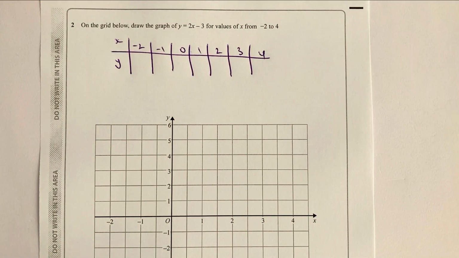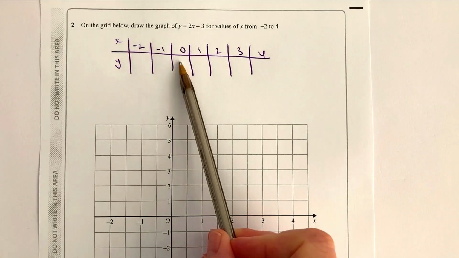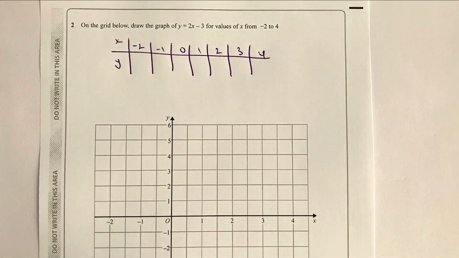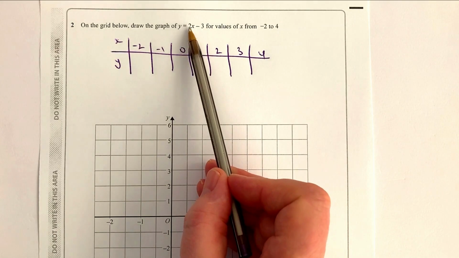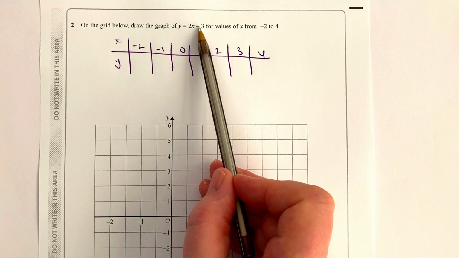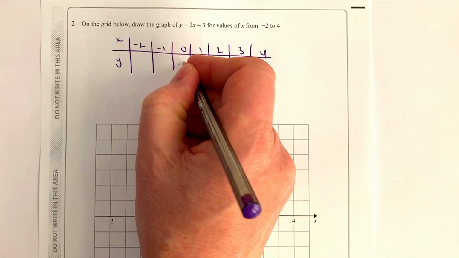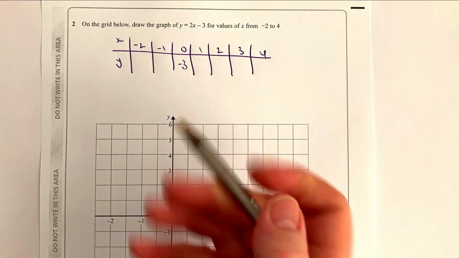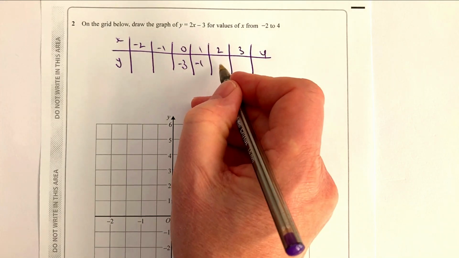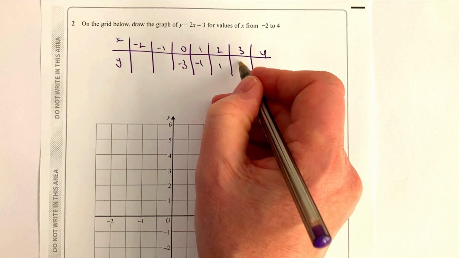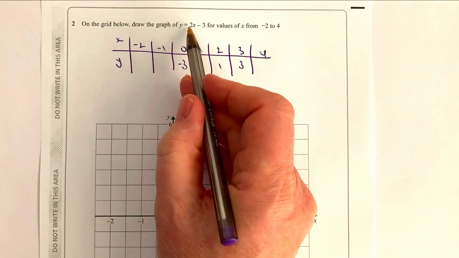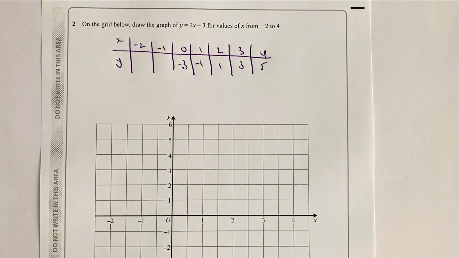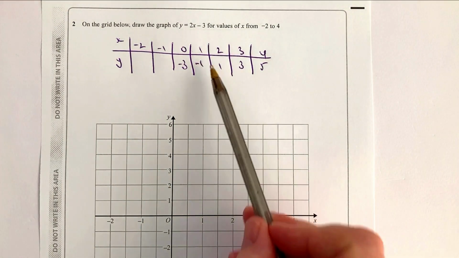Now what I normally do myself is start with the positive numbers, because it's much easier to plug these values in when they're positive. So when x is 0, 2 times 0 is 0, and then I've got minus 3, so my value of y must be minus 3. When x is 1, 2 times 1 is 2, 2 minus 3 is going to be minus 1. And basically we can carry on in that particular vein. So when x is 4, 2 times 4 is going to be 8, 8 minus 3 is going to be 5. Okay, and the other ones should also slot into place for you as well.